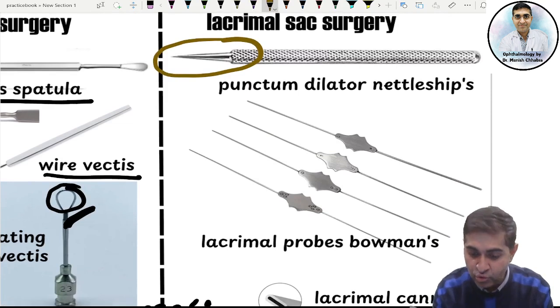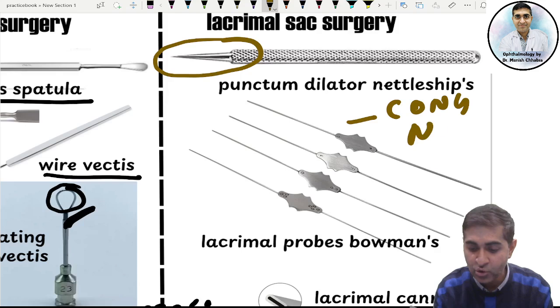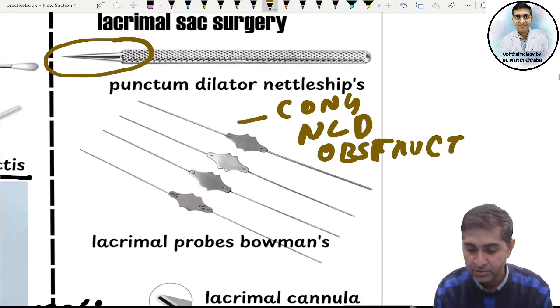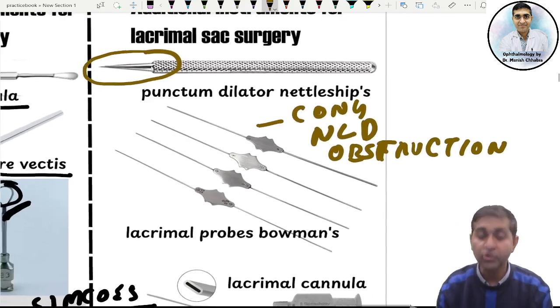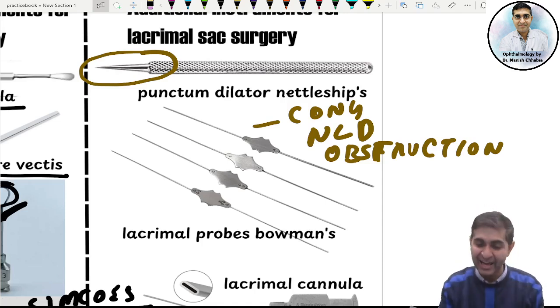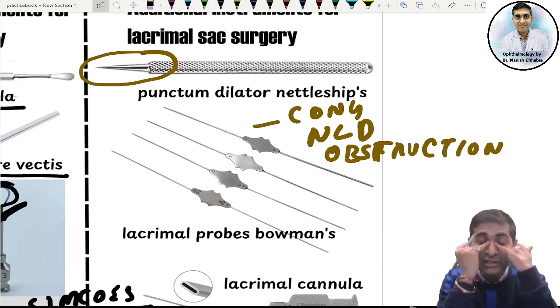These are used in what? Congenital nasolacrimal duct obstruction. And what is the most common cause of congenital nasolacrimal duct obstruction? Imperforate valve of Hasner, right? So you go for Crigler's massage.